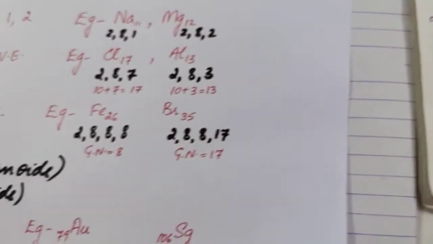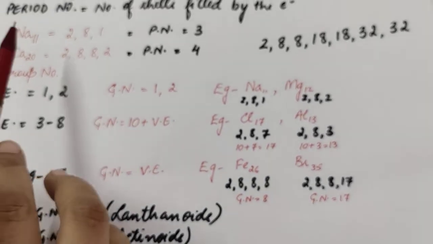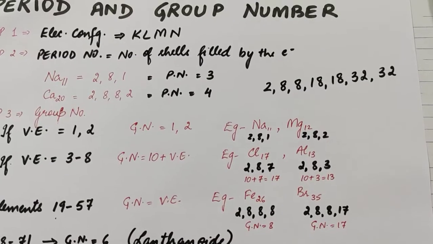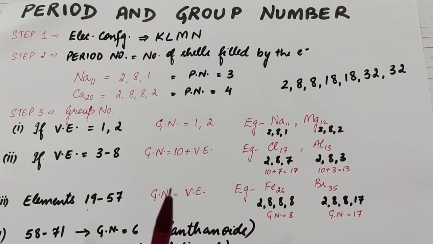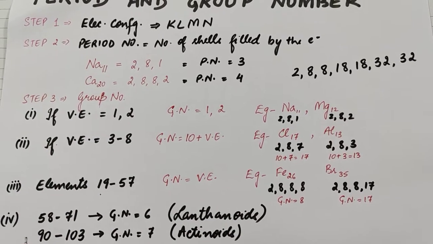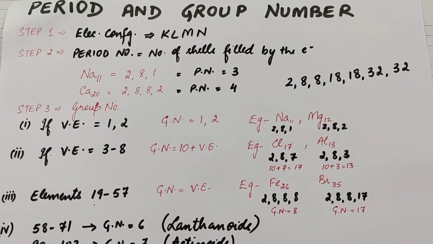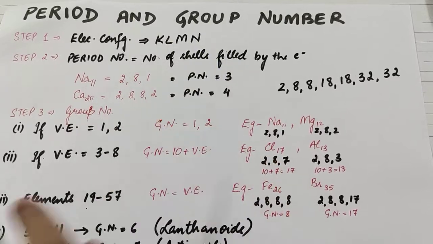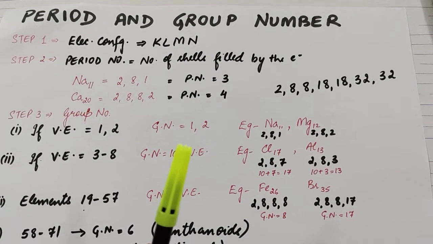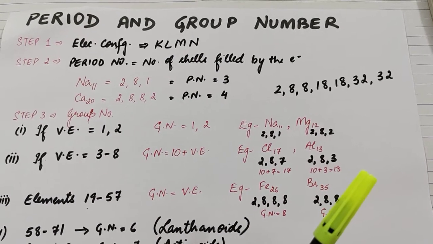So these were the rules to find out the period number and group number of any element. And believe me, my dear friends, if you learn these simple rules, you will never make a mistake in finding the period number and group number of any element asked in any question.